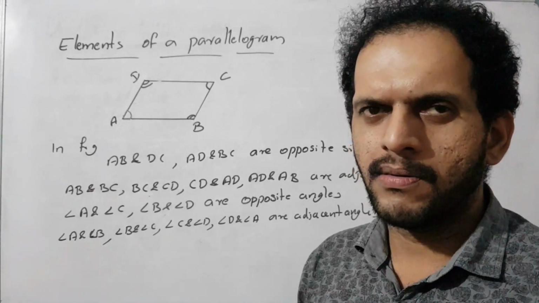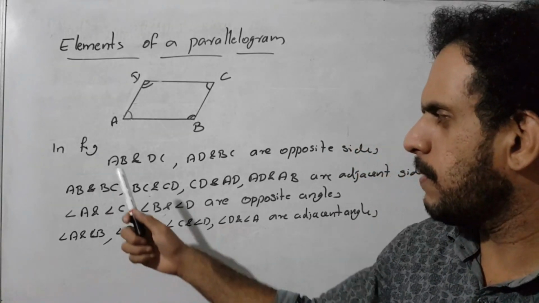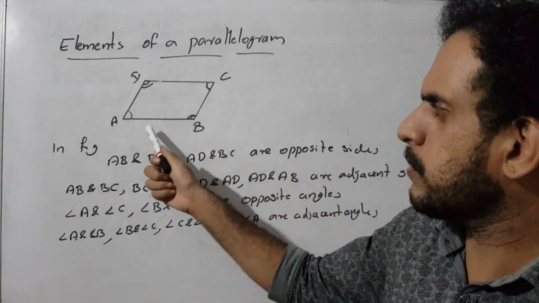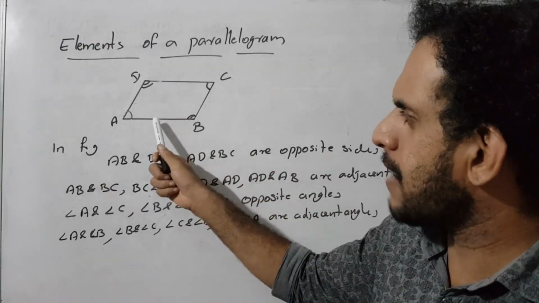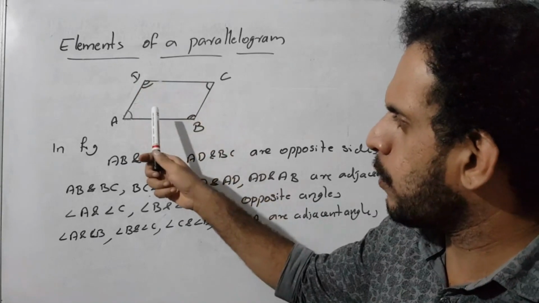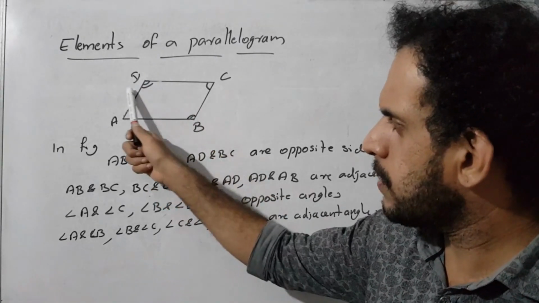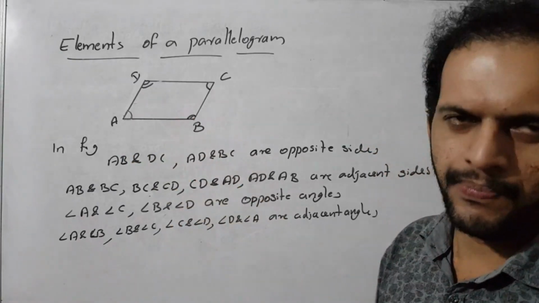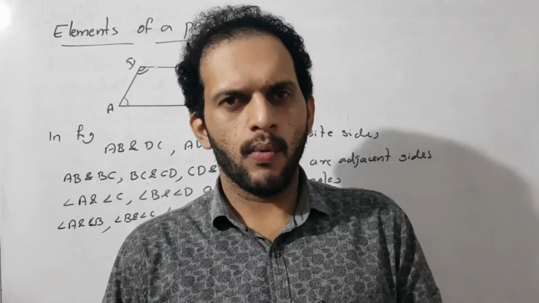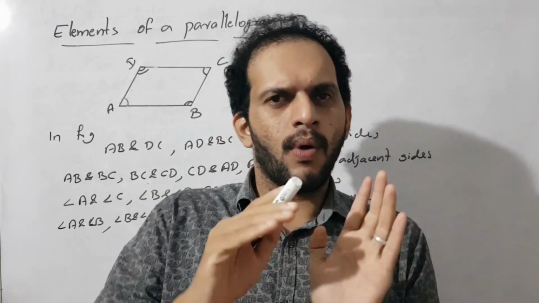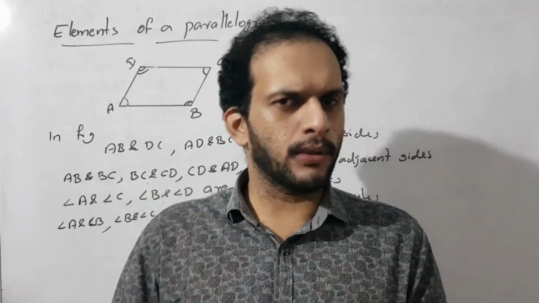Is it clear? Then we learned many ideas. The first one is opposite sides. Opposite sides means, in a quadrilateral or in a parallelogram, the sides that lie opposite each other. These are called opposite sides. I think you got the idea. What is an adjacent side? What is an adjacent angle? What is an opposite side? What is an opposite angle?